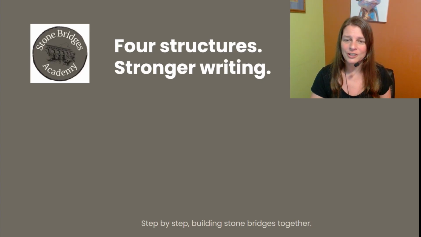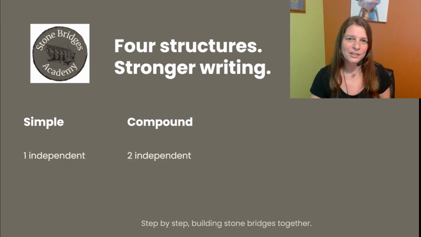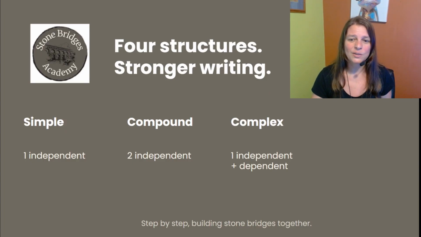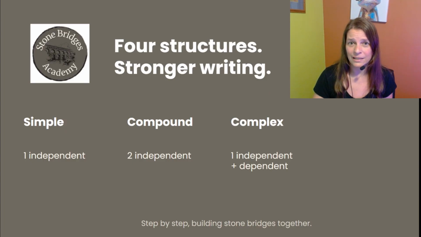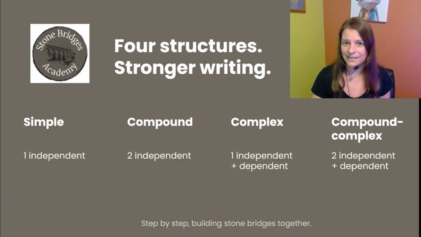Four different structures, stronger writing. Simple, one independent clause. Compound is two independent clauses. Complex is one independent and a dependent clause. And a compound complex is two independent and a dependent clause. Say that 5 times fast.